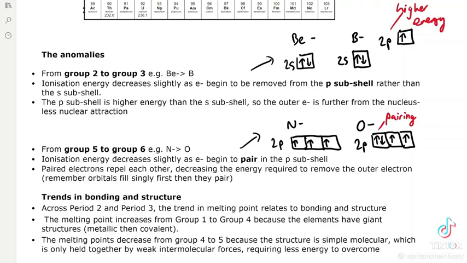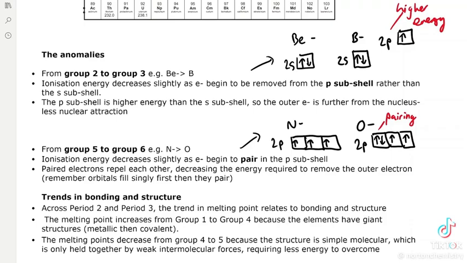And then there's also a slight anomaly from group 5 to group 6, so for example nitrogen to oxygen. And the ionization energy decreases slightly because the electrons begin to pair in the p subshell. So paired electrons actually repel each other. So if you remember back to electron configurations, the definition of an orbital is an area of an atom that holds up to 2 electrons of opposite spin. So those electrons spin in opposite directions because electrons are both negatively charged, so they repel each other, and this decreases the energy required to remove the outer electron.